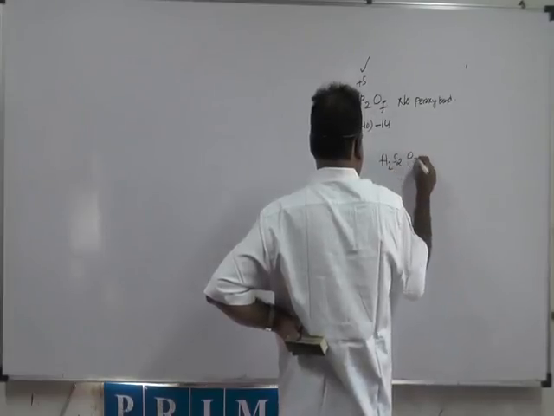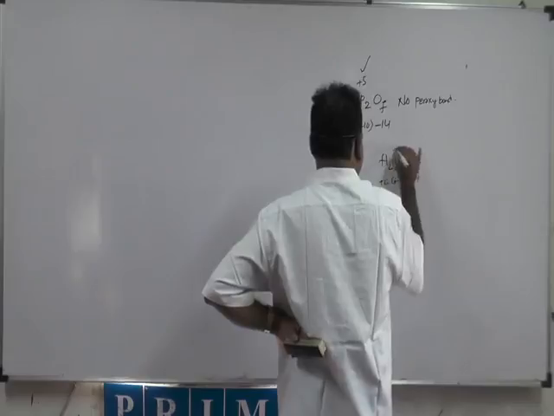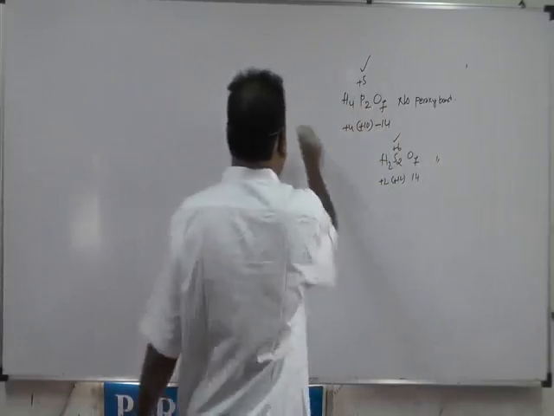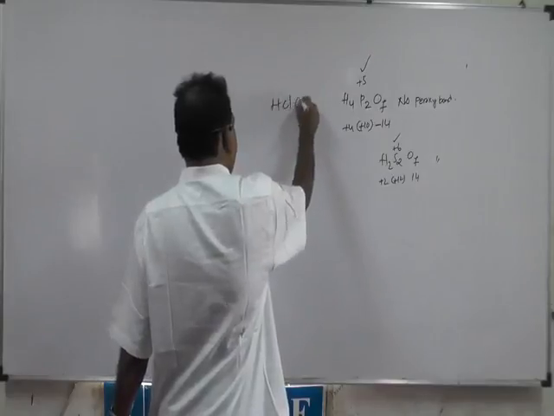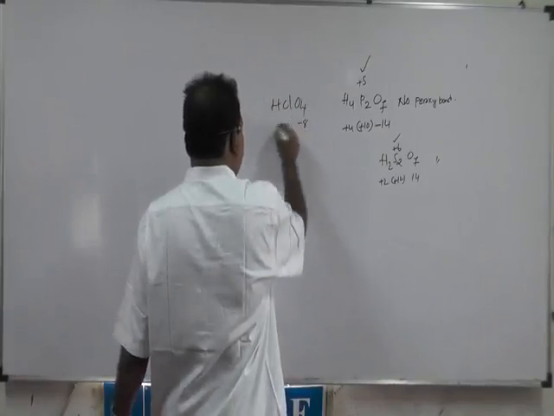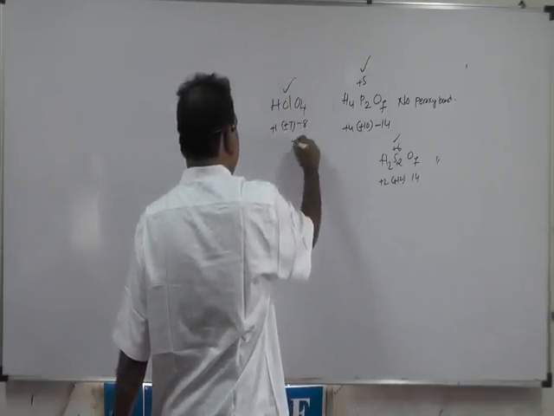H2S2O7, minus 14, plus 2, plus 12, plus 6. Once again, no peroxy bond. HClO4, 4 oxygen minus 8, plus 1, plus 7. Yeah, no peroxy.